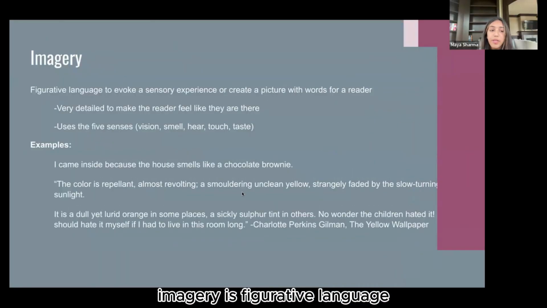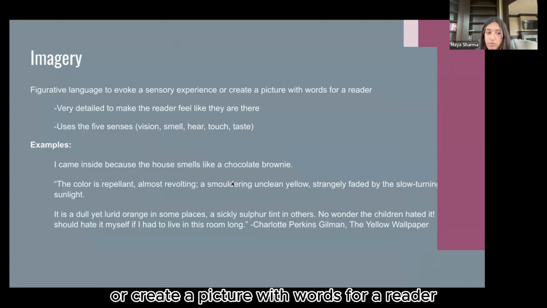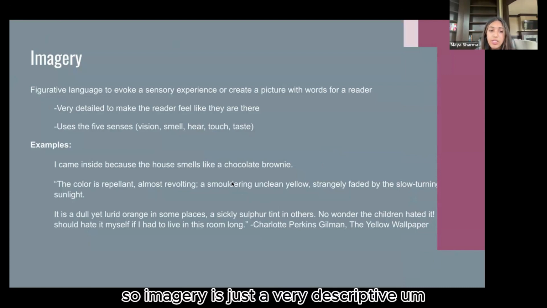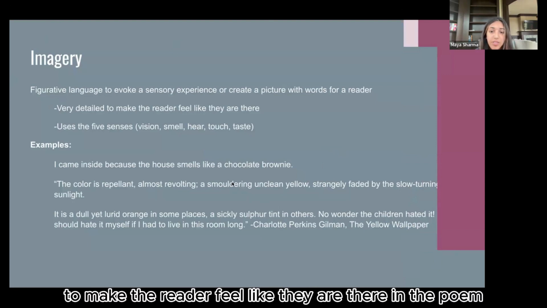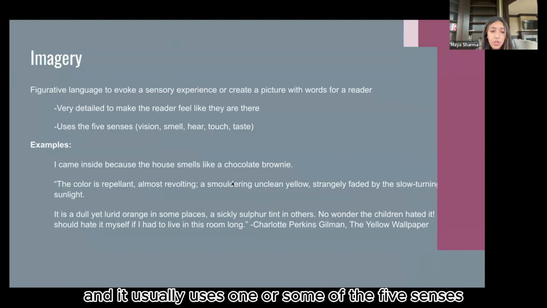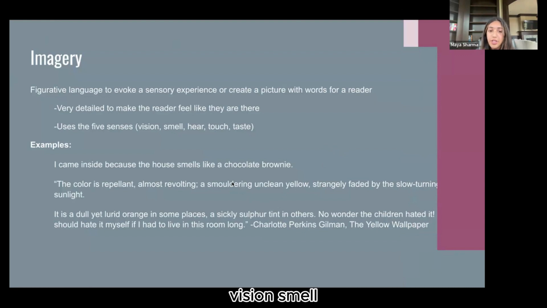So imagery is figurative language to evoke a sensory experience or create a picture with words for a reader. Imagery is just a very descriptive context of something. It's just very detailed to make the reader feel like they are there in the poem. And it usually uses one or some of the five senses: vision, smell, hearing, touch, and taste.